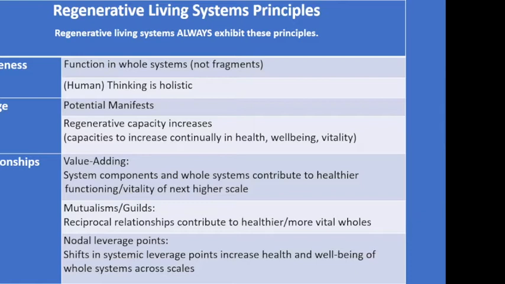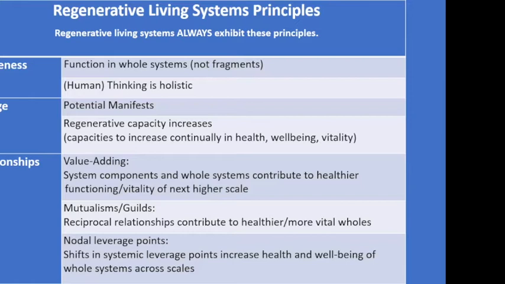Then the relationships in living systems are always value adding. So in other words, the relationships serve to increase the health and well-being of the whole constantly. So that's the value adding component. And the smaller scales are serving to increase the health and well-being of the larger scales. Another type of relationship is a mutualism guild. Again, this idea that the relationships are mutually positive and reciprocal.